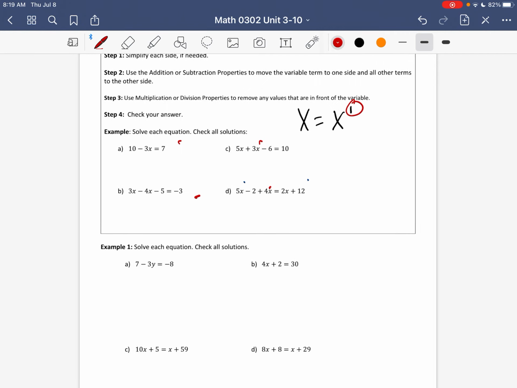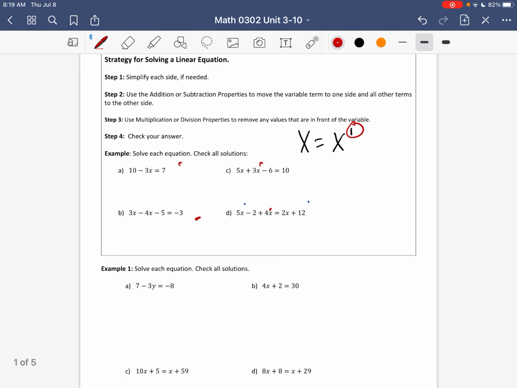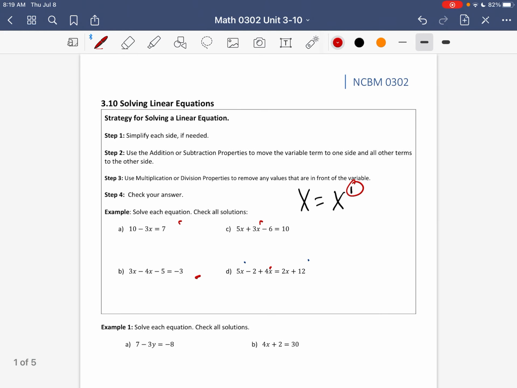That's a lot. Like I mentioned, solving equations is not easy. There are a lot of steps and a lot of properties that are used, and again, a good portion of mathematics has been dedicated to solving equations.